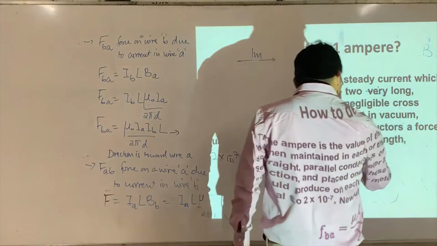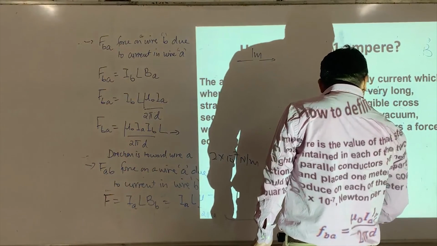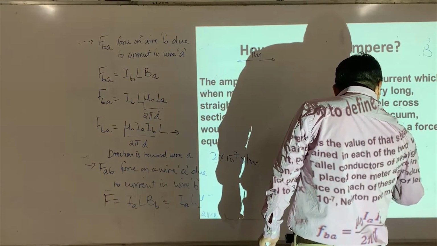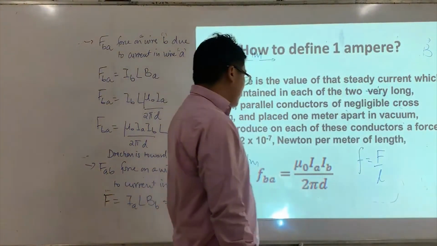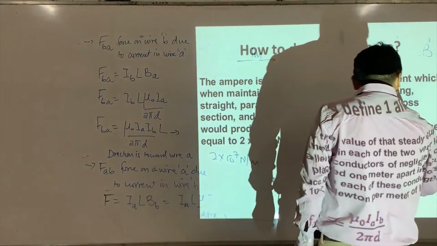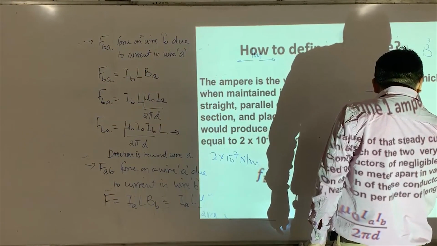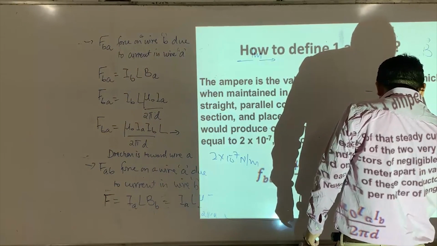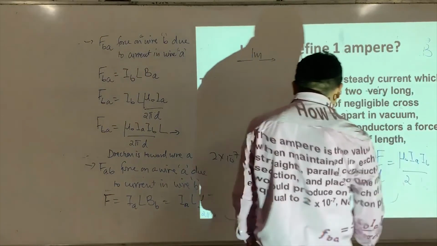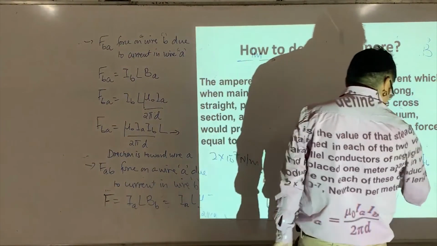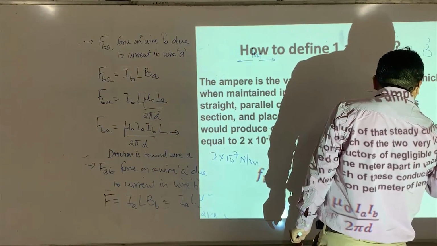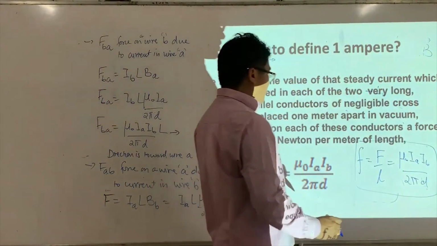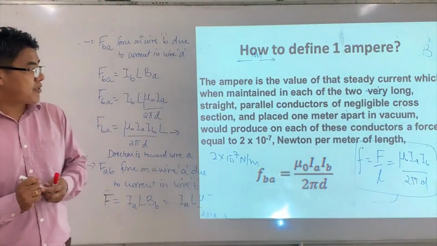So F is the force per unit length. The force per unit length is the same for both, given by I_A, I_B, separated by the distance. This is what we define as force per unit length.